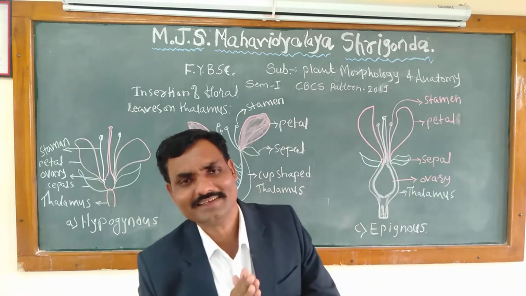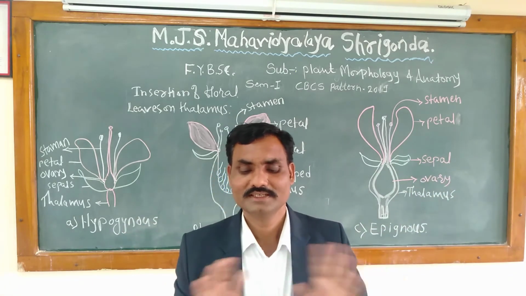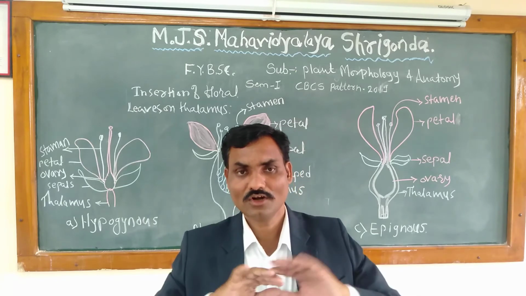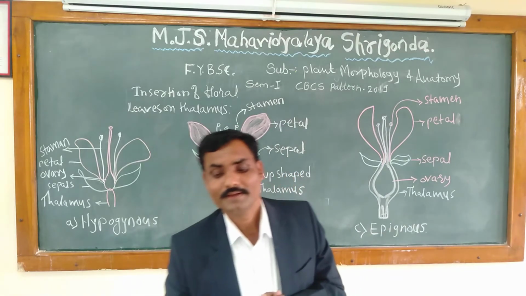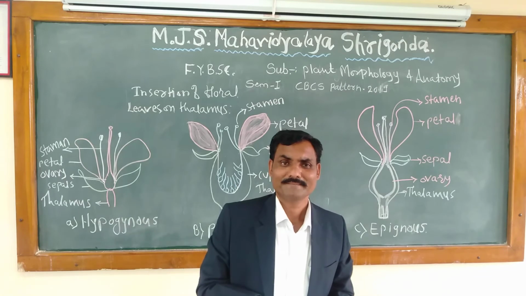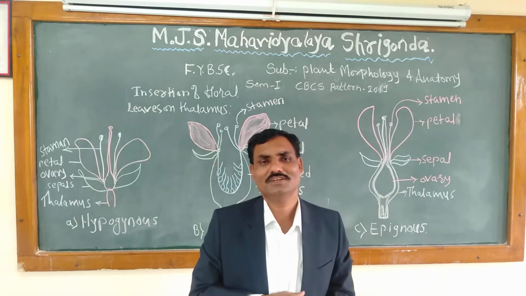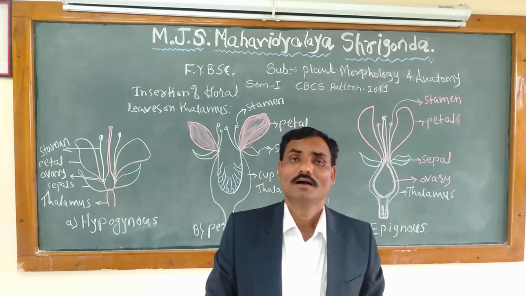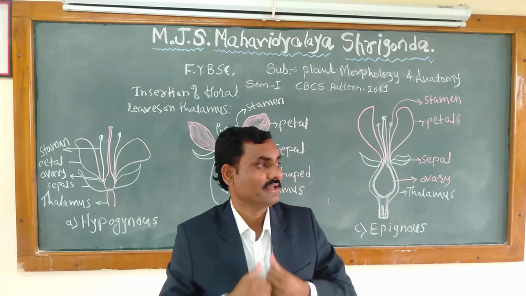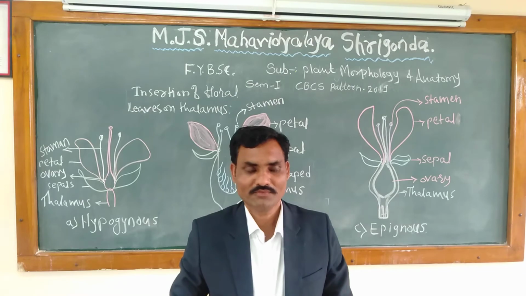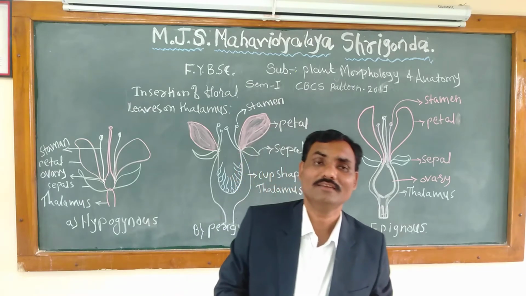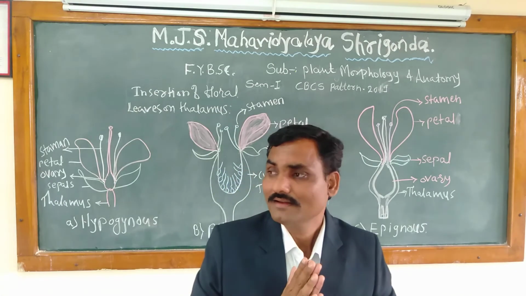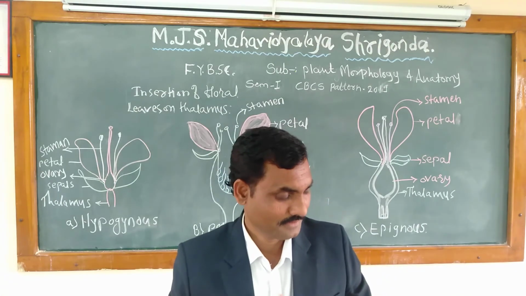Whichever plane you cut, it cannot be divided into equal halves. Example: you take any imaginary axis, you cannot differentiate that flower. That is called asymmetrical. Asymmetrical flowers are also there. Actinomorphic flowers are also present, and zygomorphic flowers are also present.